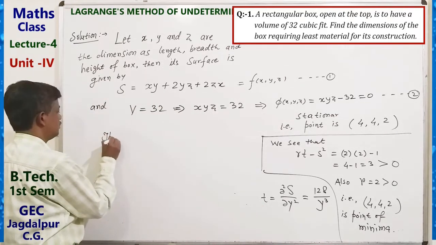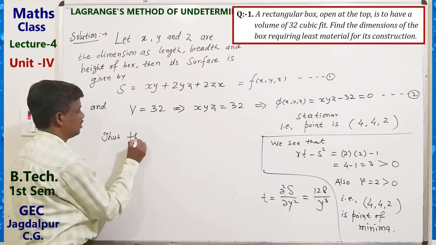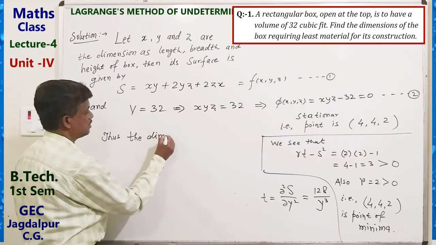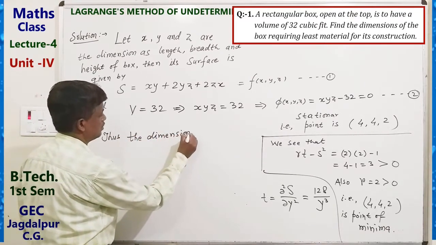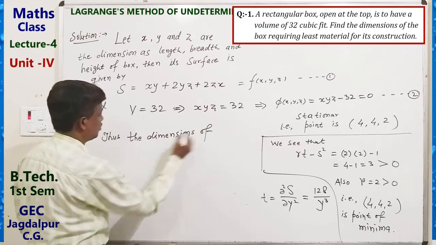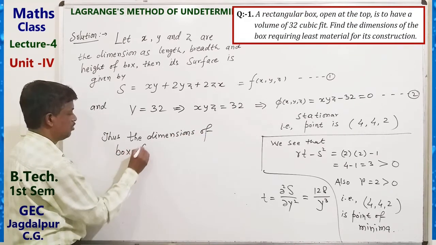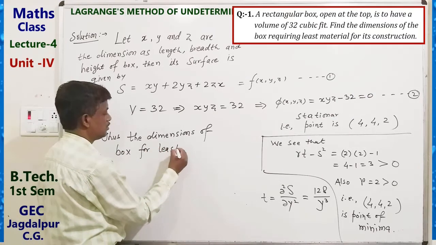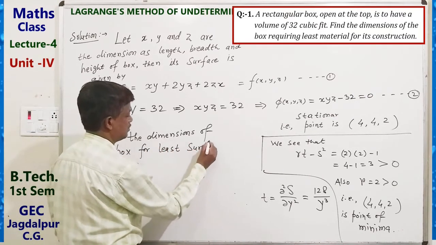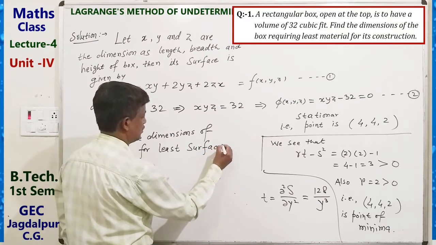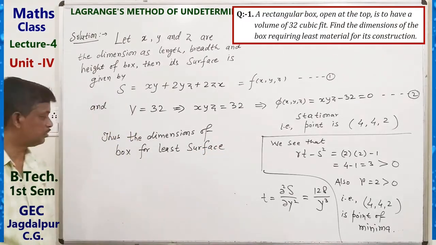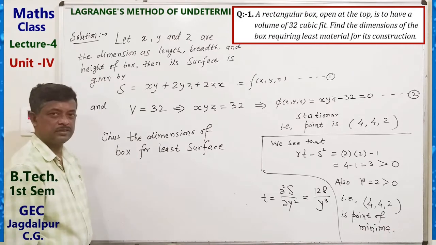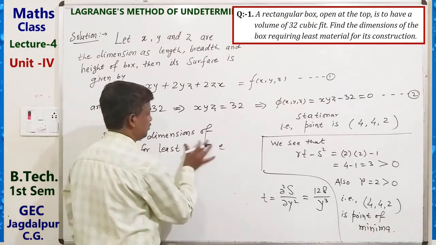Thus, the dimensions of the box for least surface area, the dimensions of the box for least material.